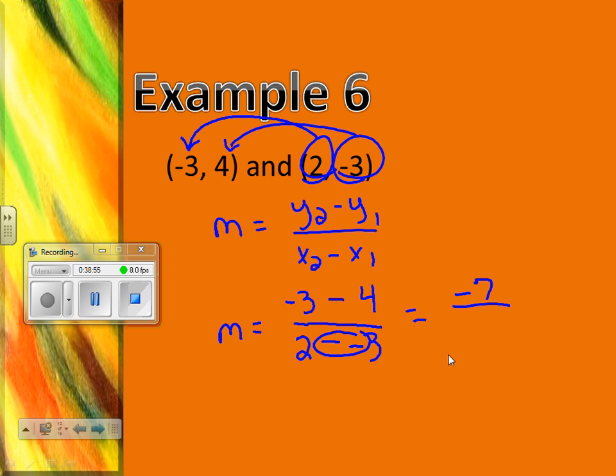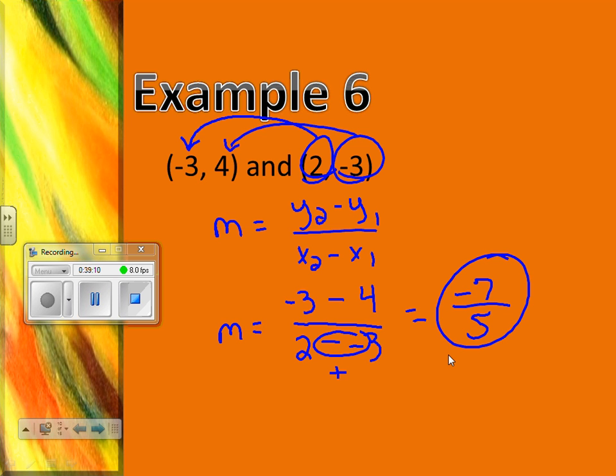You understand now? Remember back in day 1 when y'all subtracted and I told you not to do that? Because now we know better, right? And then this becomes 2 plus 3, which is 5. So my slope is -7 over 5.